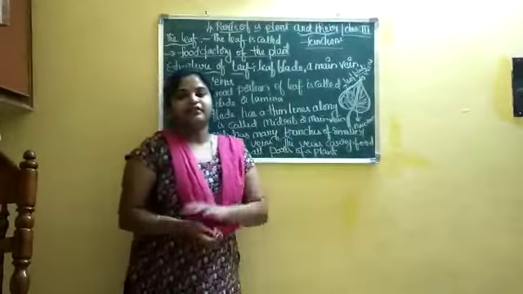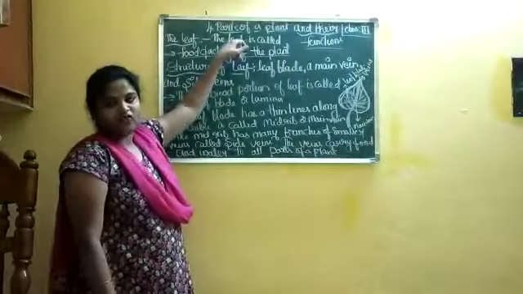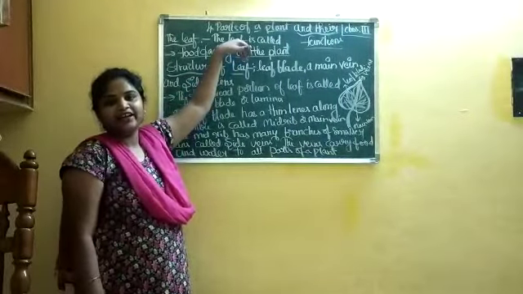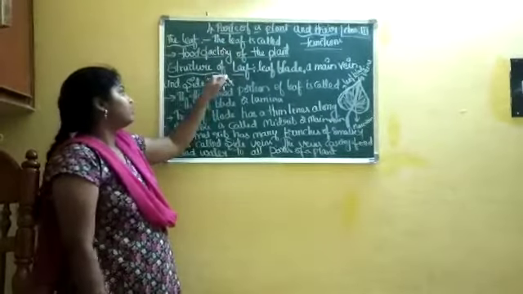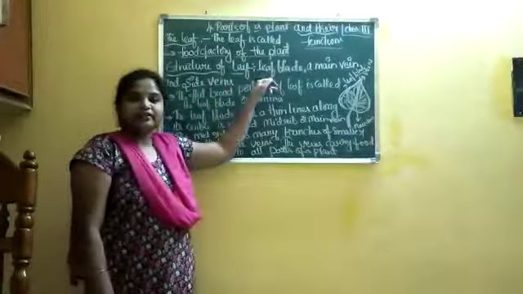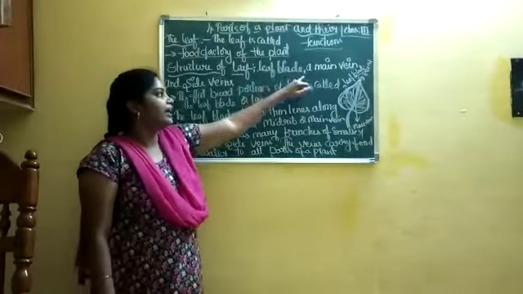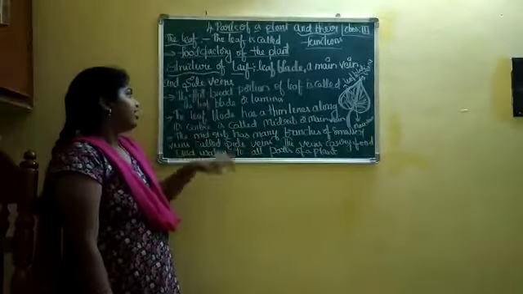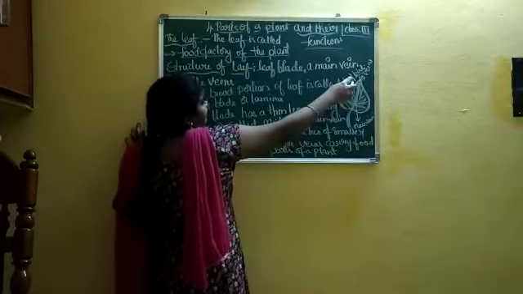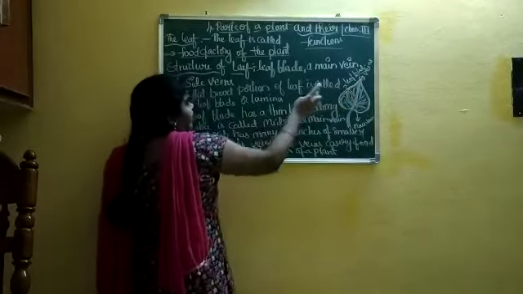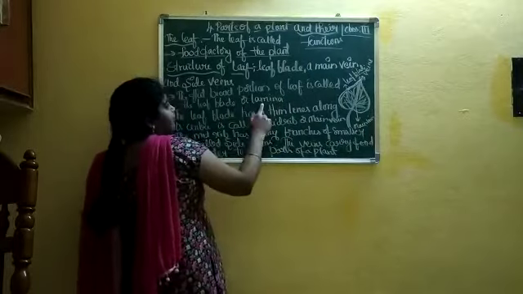Okay, this is our topic. The leaf is called the food factory of the plant. Why? Because the plant leaf prepares its own food by the photosynthesis process. The structure of the leaf has three main parts: the leaf blade, the main vein, and side veins. The flat broad portion of the leaf is called the leaf blade, or lamina. Another name is lamina.